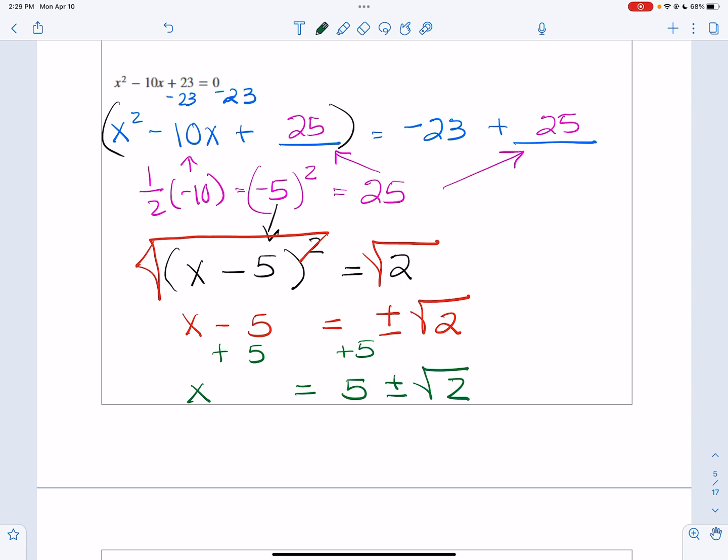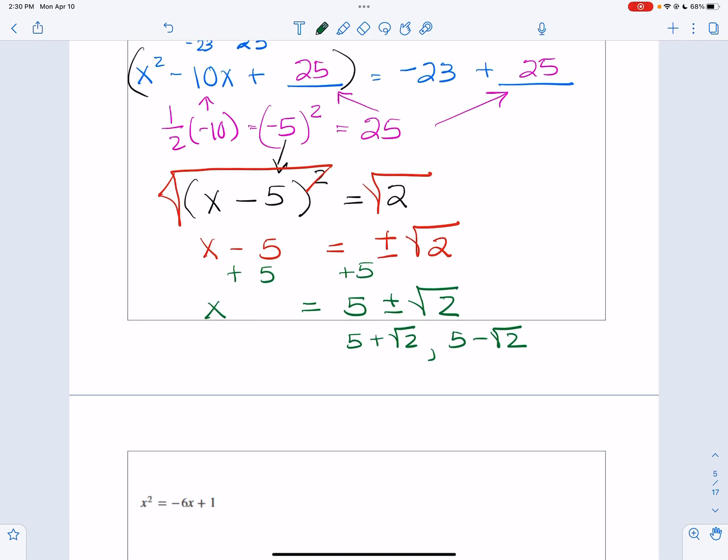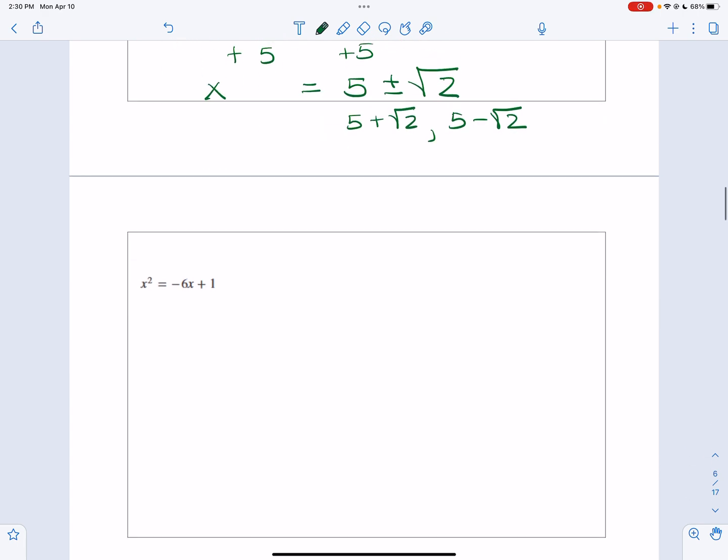And so x equals 5 plus or minus square root of 2. And since this is not just numbers, we have a square root sign in there, then we have to leave our answer like this. You can separate it, so 5 plus square root of 2 is one solution, and 5 minus square root of 2 is another. But I don't want decimals. I want a simplified radical, okay?